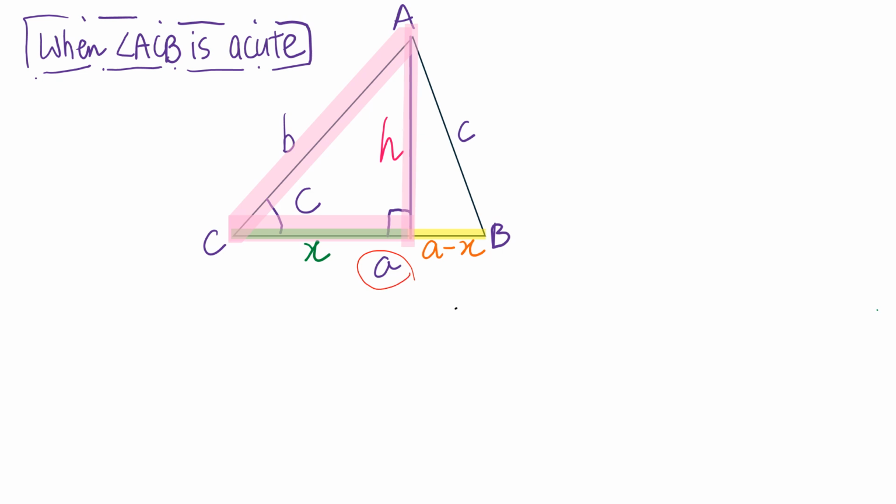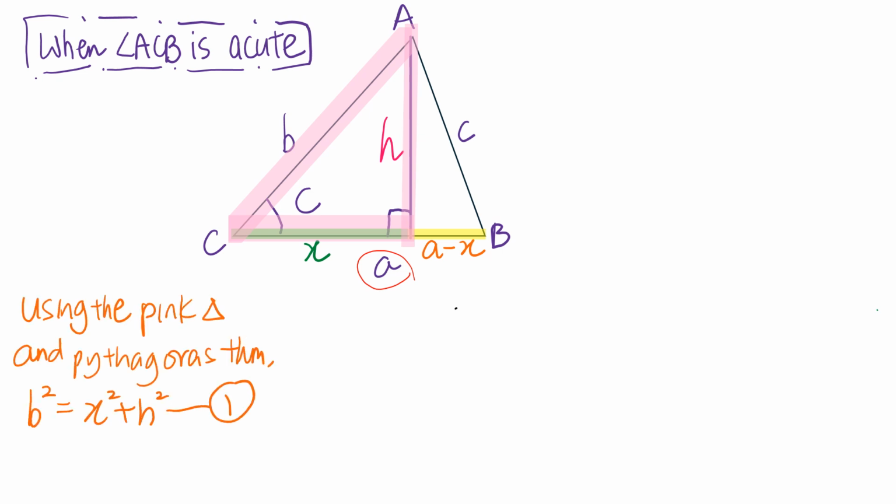The length CB is a. So therefore, the one in yellow will be a minus x. So we're going to focus on the pink triangle, and we're going to use the trigo ratio on the pink triangle. Oh, Pythagoras theorem. Sorry, I made a mistake. We're going to use Pythagoras theorem first.